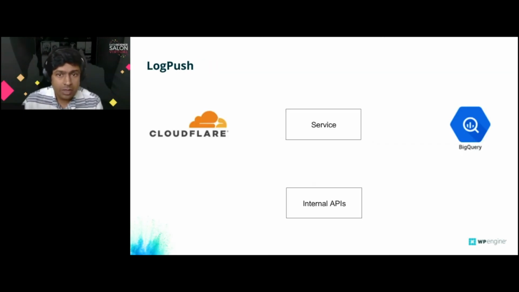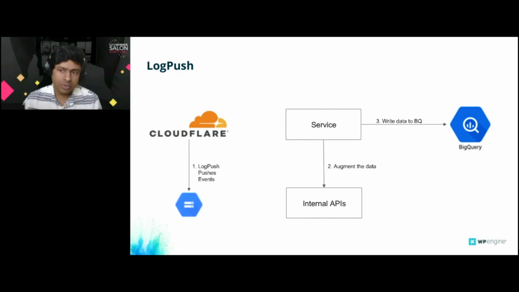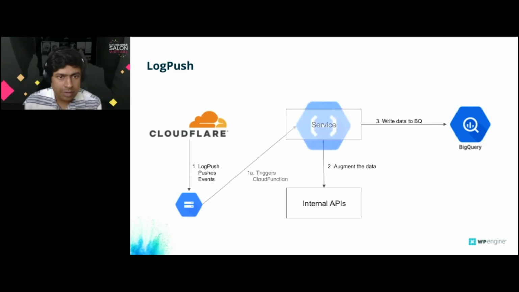To do that, we used to have a Kubernetes service, which would pull these firewall events from Cloudflare. We would then augment the data in these events with data from our internal APIs, and then write the augmented data over to BigQuery, which is a data warehouse service that we use provided by Google Cloud. So in order to transition to a more event-based architecture, this changed to a structure where Cloudflare would push events to us as files on a storage bucket, and that would then trigger serverless functions to do what our Kubernetes service used to do.